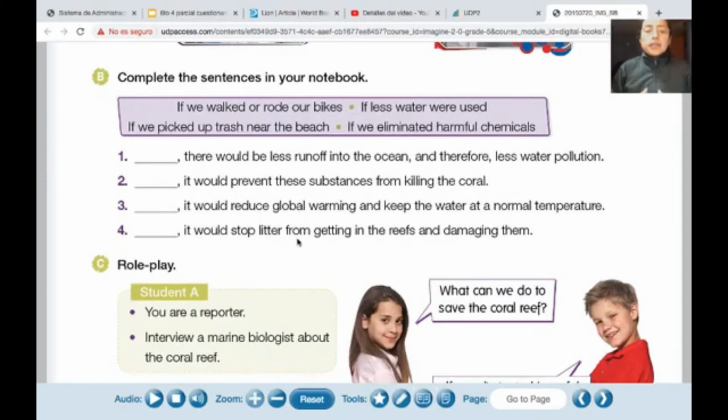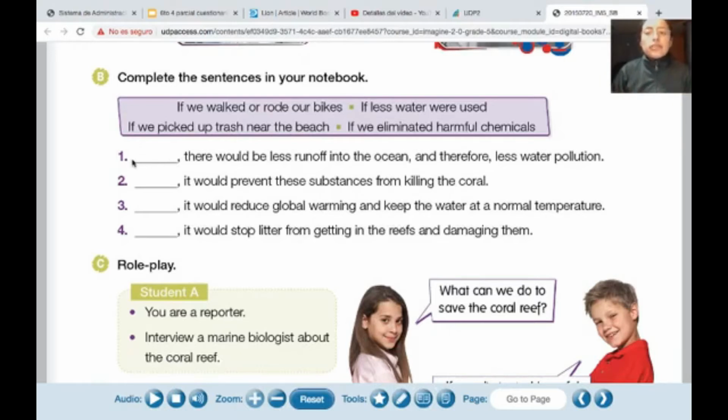For example, if you want to help the environment, you will recycle the paper. For example, if you helped the environment, you would reduce the pollution. And there are a lot of examples of how you can help the environment. And now we are going to talk about some more examples.